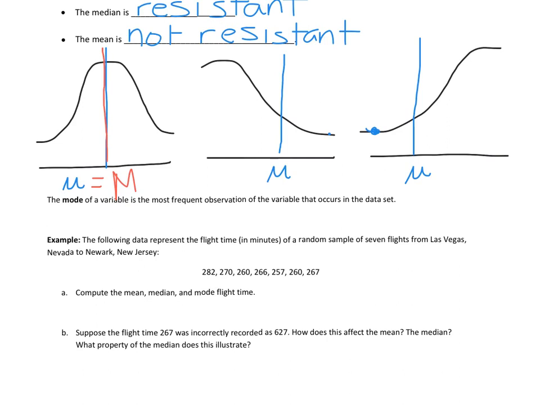Skewed right, the median is going to be hanging out with the majority of the data, and that's where the height is. Height is frequency. So maybe our mean will be somewhere right here. So for skewed right, the median is with the majority of the data, it's less than mu.